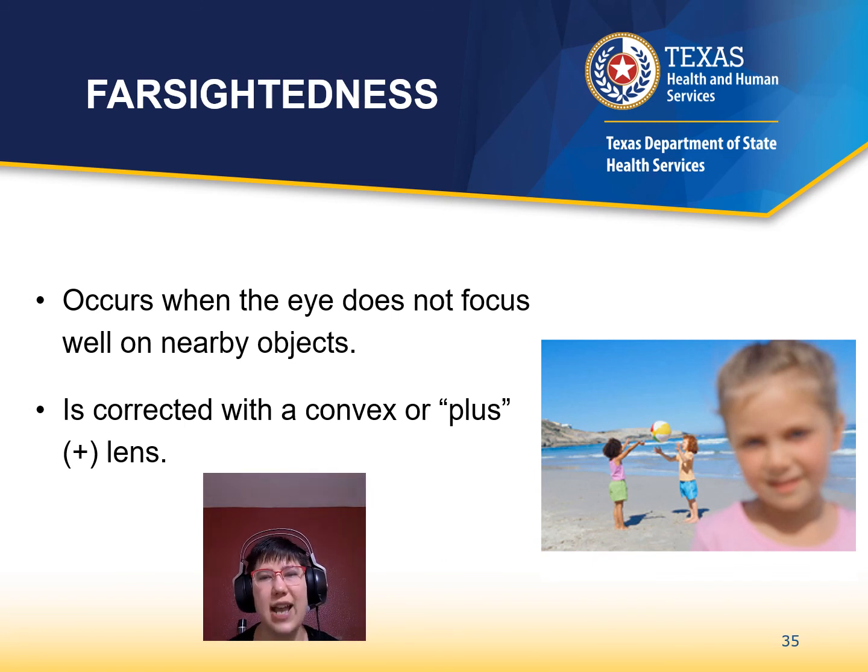So farsightedness is when the eye does not focus well on nearby objects. It's corrected with a convex or a plus lens. My sister is actually farsighted, and she laughed at this because she says that's not really how it works at all, because it's not that clear of a delineation where it's just like boom, blurry, and then boom, clear. There's gradations through the process.